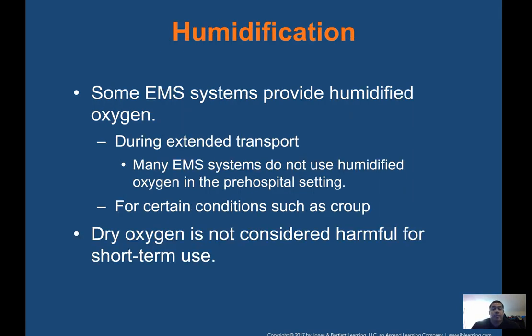Humidification. Some EMS systems provide humidified oxygen during extended transport. Many EMS systems do not use humidified oxygen in the pre-hospital setting for certain conditions such as croup. Dry oxygen is not considered harmful for short-term use. So in this county, we don't carry humidified oxygen. Our transport times are way too short. But in other states where you're going to have longer transport times, they're going to carry it.